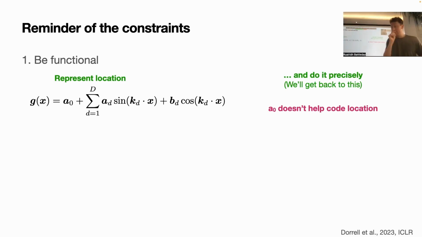But the first thing we can note is that if we were trying to represent location, then A0, that's a constant across space, so it doesn't help us represent space in any way. It doesn't actually discriminate 2 points from each other. So A0 does not help.